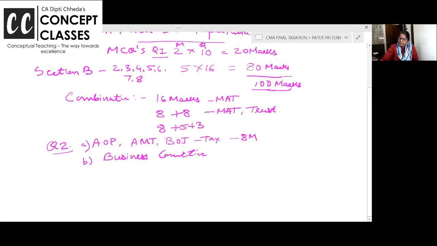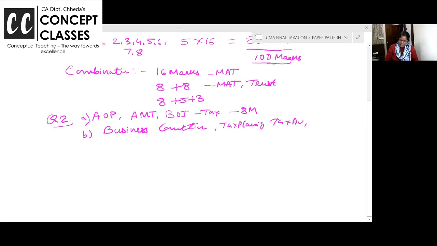Sometimes you have simple questions like what is tax planning, what is tax avoidance and all. You remember? They'll give you the case and you have to put the taglines. 8 marks, 2 marks each, like that. 4 questions they'll give you and tag whether this is tax planning or whether this is tax management. So this covers your question number 2.